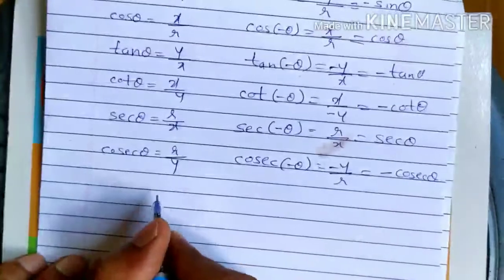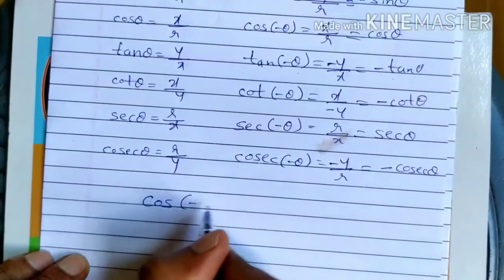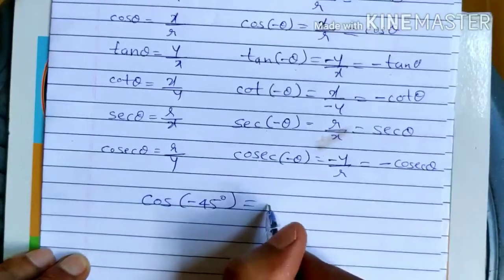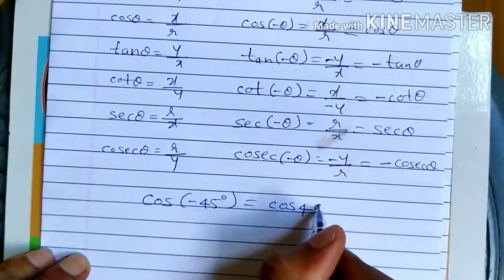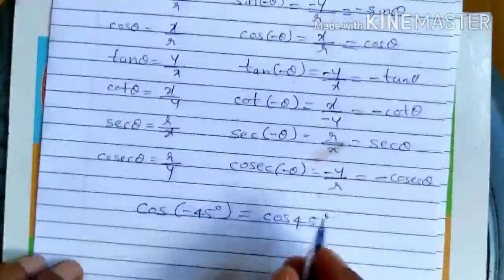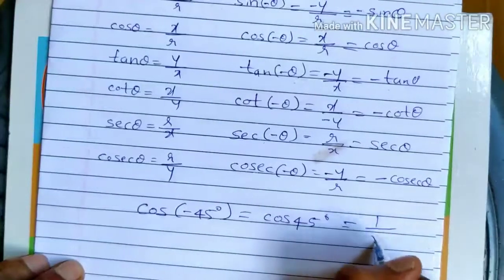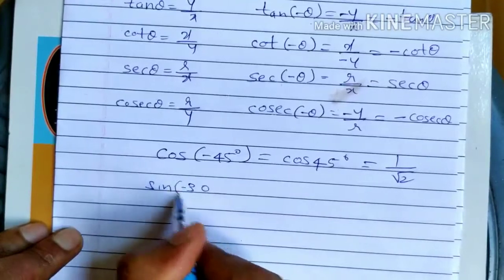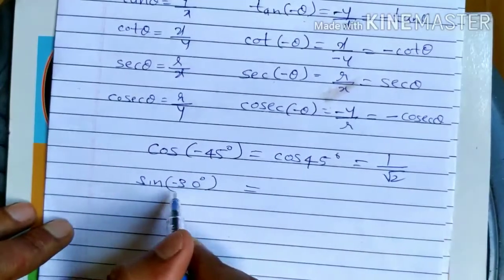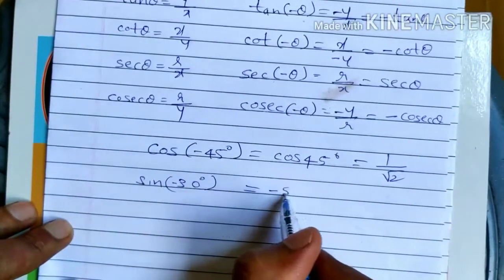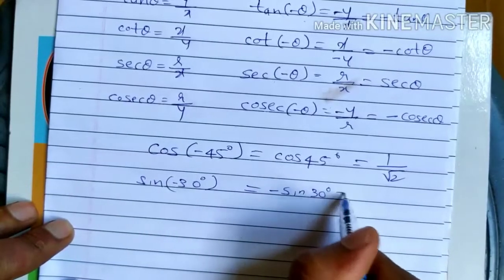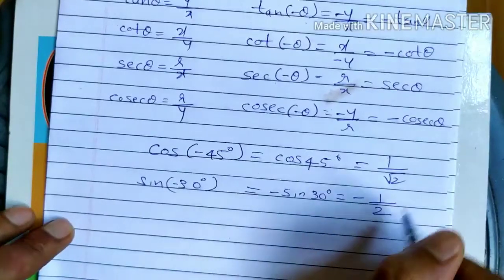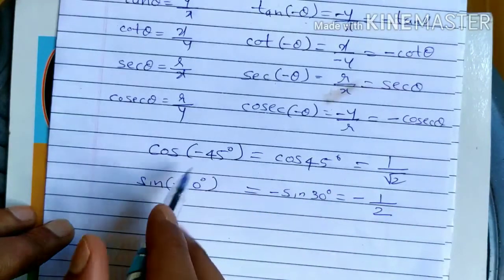For example, if you consider cos of minus 45 degrees, cos of minus theta is equal to cos theta using this formula, so that is equal to cos 45, which is 1 by root 2. Similarly, sine of minus 30 degrees: sine of minus theta is equal to minus sine theta, so that is minus sine 30 degrees, which is minus 1 by 2. Like this we apply this formula.